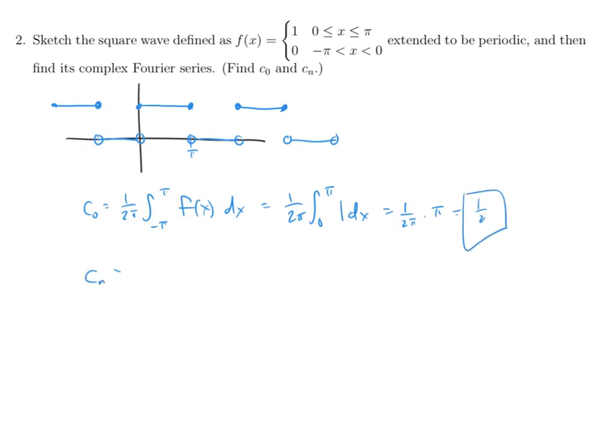And then c n is 1 over 2 pi times the integral from negative pi to pi of f of x e to the negative i n x dx.